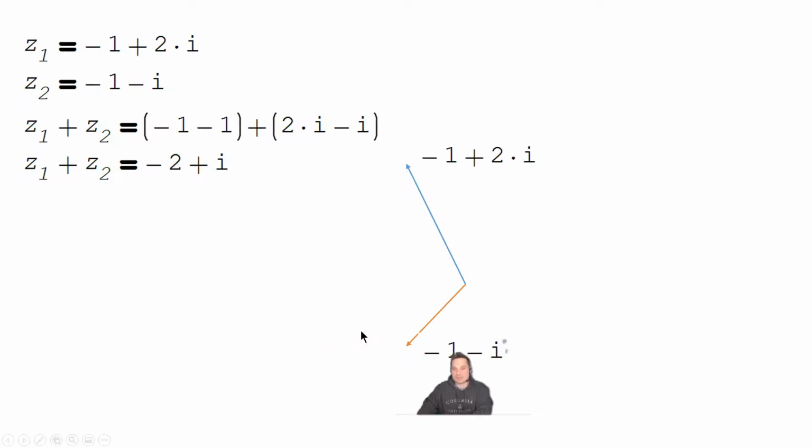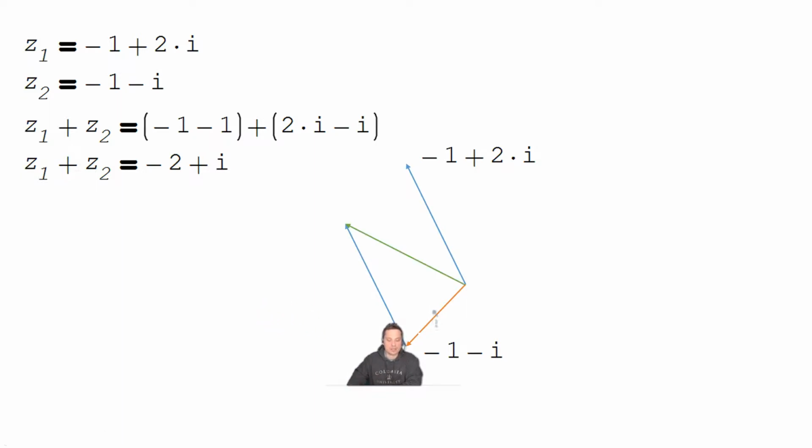When I add them, it's going to look like the following. I'm going to take, for example, the blue arrow or the brown one. Makes no difference. Take one of them and just transition it over to the tip, say, of the brown one. And when you do that, make sure you do not change the length or the orientation or direction of the copy. Preserve those two characteristics when you're doing the graphical addition. And then when you combine them, it's going to give you this green arrow right here. So that's going to tell us that we have negative 2 plus i as the result, essentially.